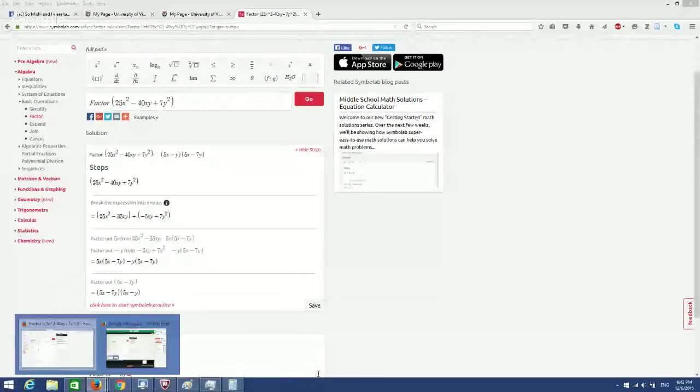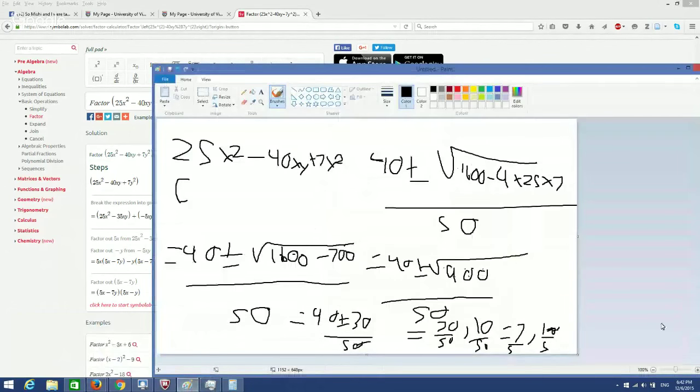The answer is 5x minus 7y in one set of brackets, and open bracket 5x minus y close second bracket. All right. Now, again, hopefully you'll go back over this and you'll see that the roots are 7 over 5 and 1 over 5, and because it's minus, that'll be the reason why. Once you get 7 over 5 and 1 over 5, that should translate to 5x minus 7y times 5x minus y.